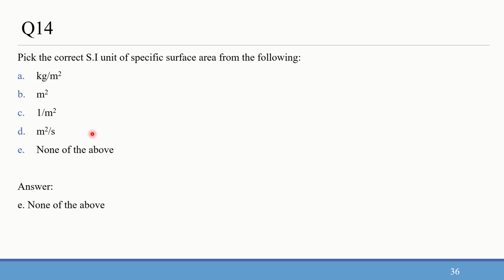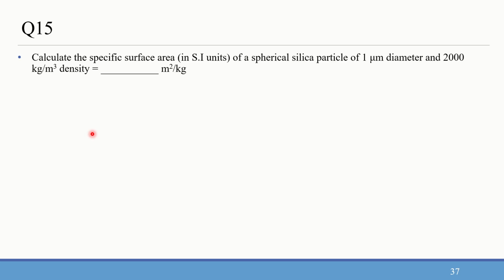So now let us move to question 15. In question 15, what are we asked to do? We are asked to calculate the specific surface area in SI units. Since it is in SI units, we will be calculating it in meter square per kg of a spherical silica particle of 1 micrometer diameter and 2000 kg per meter cube density.